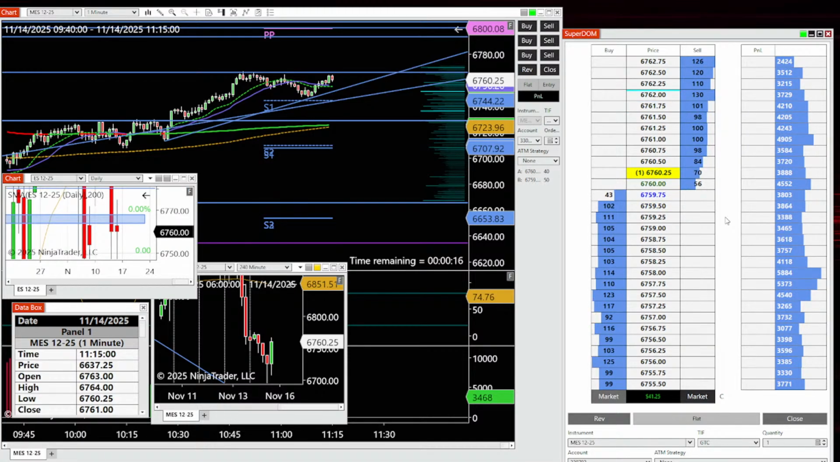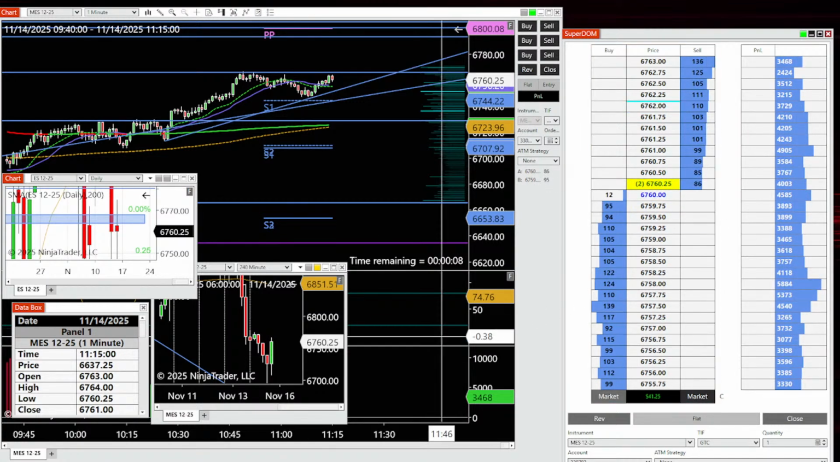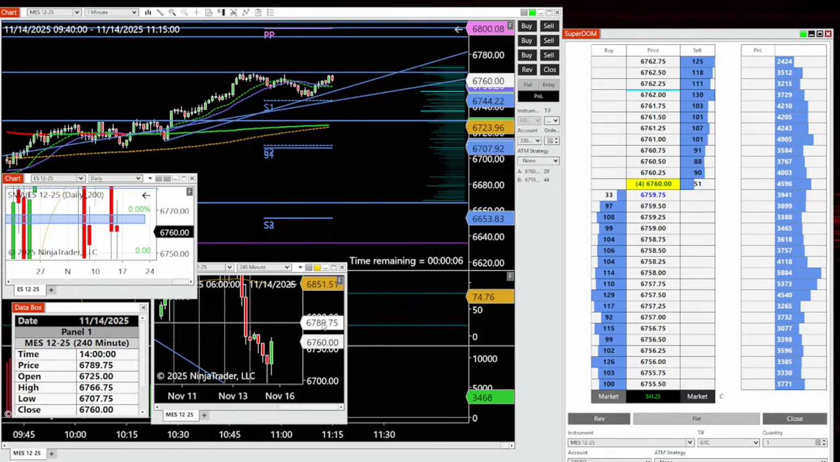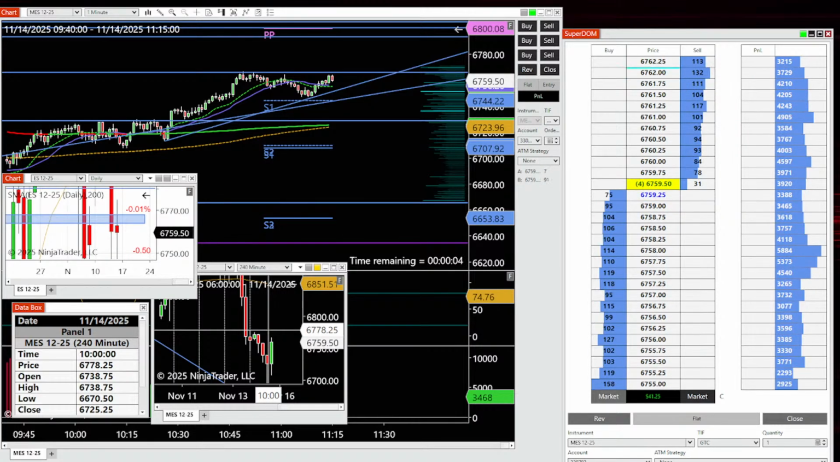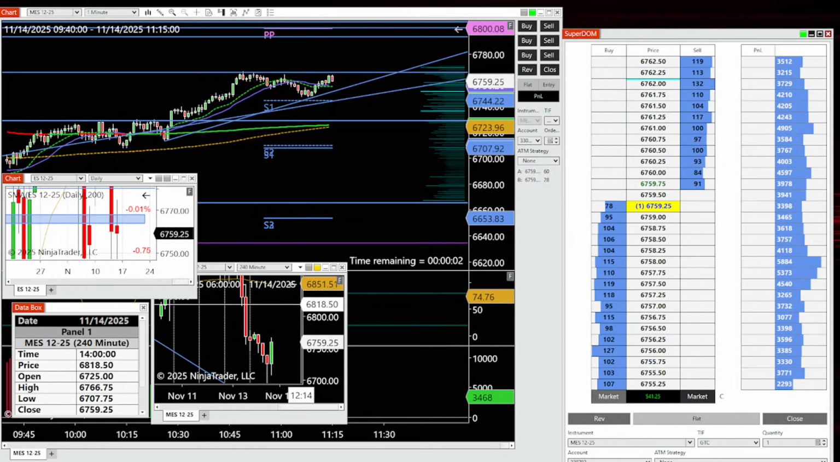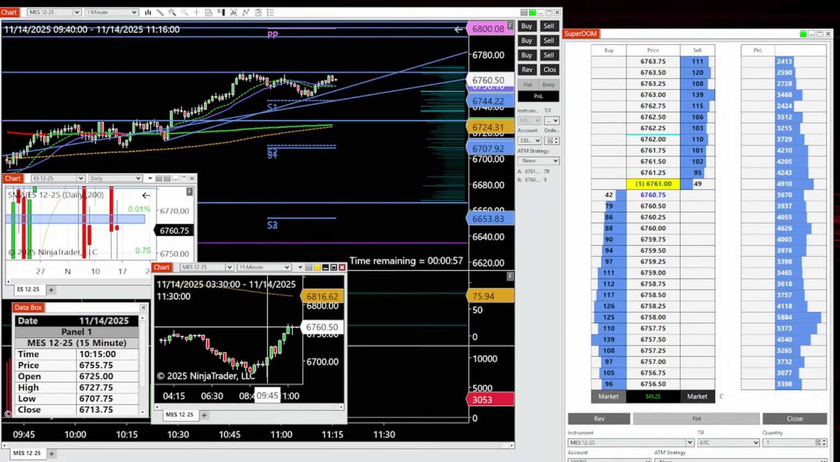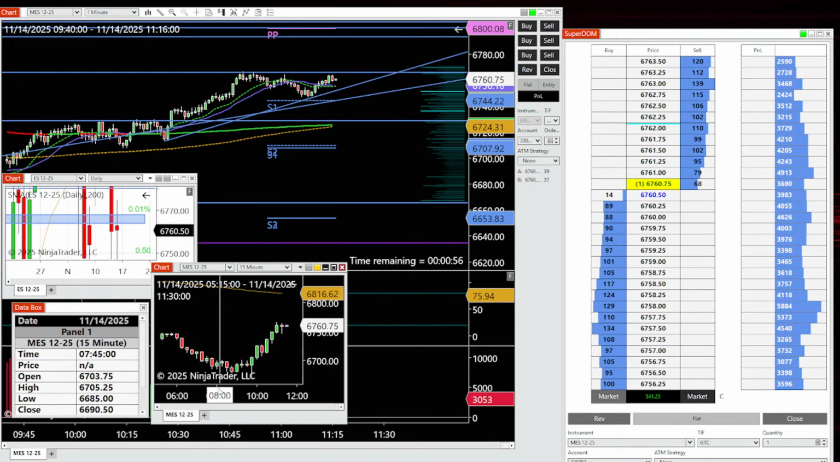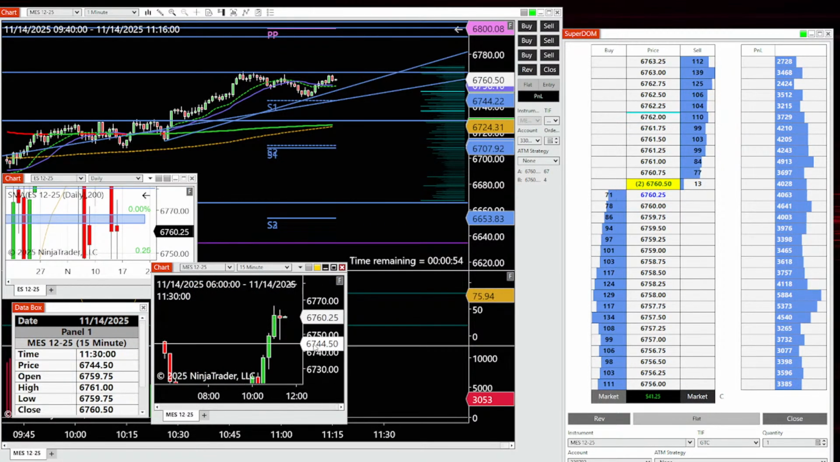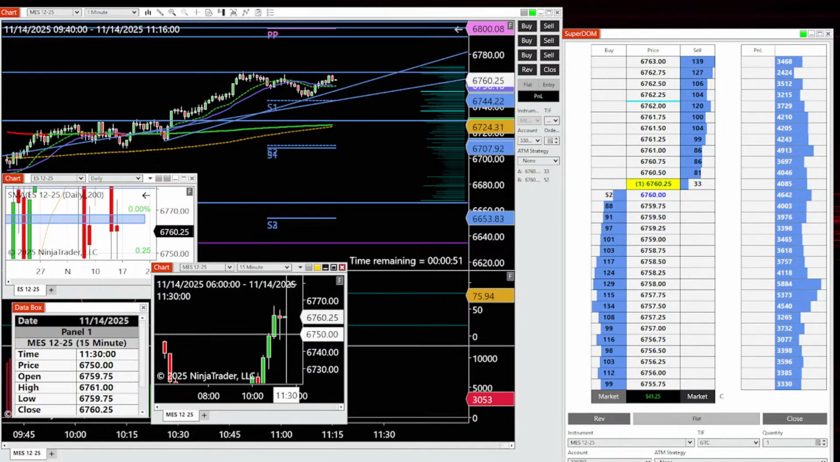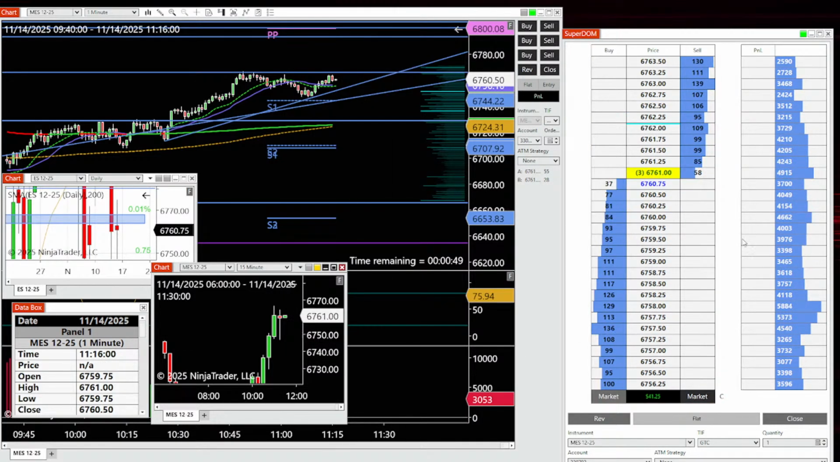Another 15-minute bar opens up in 10 seconds. Now I'm looking at this on the 15-minute bar also. Yeah, it could be nothing. Could be something. Could be nothing. Low 59.75.